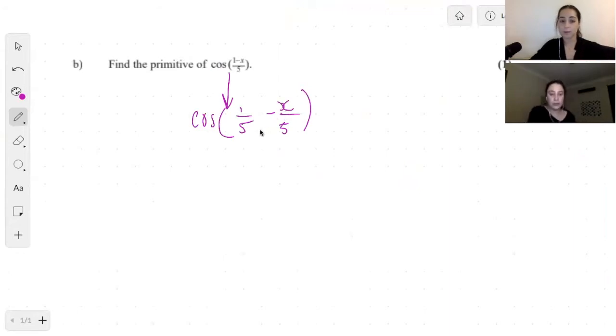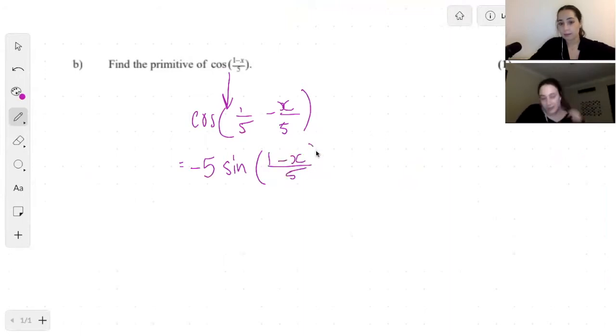So now do we do minus 1 over 5 out the front? Yeah, that's right, because the coefficient of x is minus 1 on 5. And so 1 on minus 1 on 5 is minus 5. Good stuff. Minus 5, and then the primitive, so it's sine. And then do we just do the same thing, or just do 1 minus x? Yeah, we'll write it how it was originally. Okay, that's it.